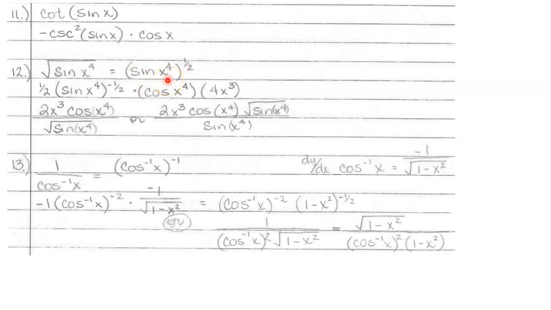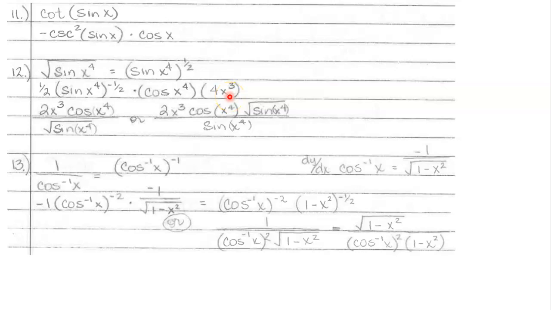All right, so I'm going to take the derivative of the outside. So anything to the 1/2 would be 1/2 that thing to the negative 1/2. And then I'm going to take the derivative of the inside. If I take the derivative of the sine of anything, it would be cosine of that thing times derivative of that thing. So one more time, if I have sine x to the fourth, the derivative of sine anything is cosine that thing times the derivative of that thing. So the derivative of x to the fourth would be 4x to the third.